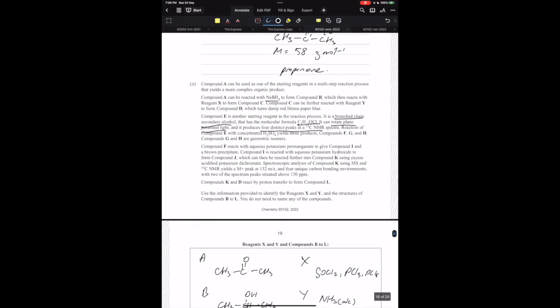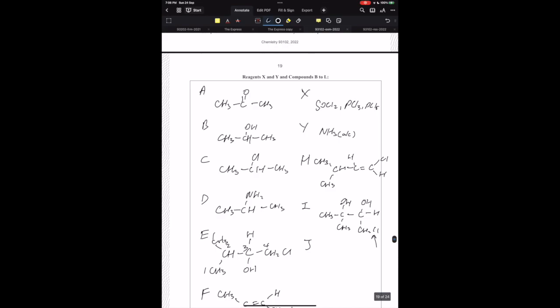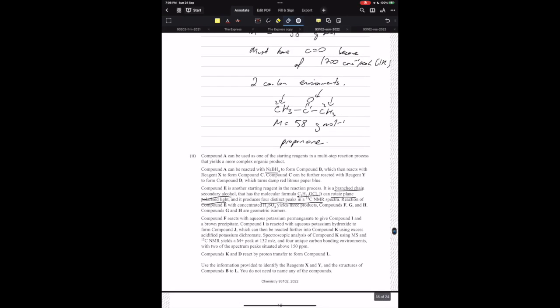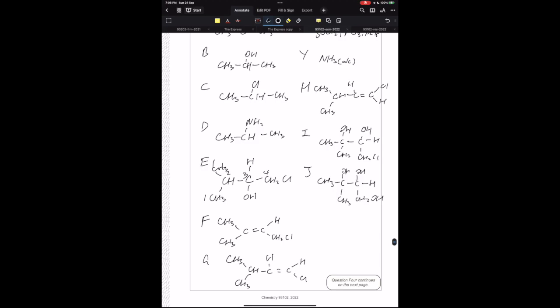Now we move on to J. What did they say? Compound I is reacted with aqueous potassium hydroxide to form compound J. Potassium hydroxide would simply convert this Cl group to a hydroxyl group, and it tells us it's aqueous and not alcoholic. If it was alcoholic, it would eliminate it, but because it's aqueous, it substitutes. And so compound J is just compound I, except the Cl group has been replaced with an OH group. So we replace that. OH. Okay, now compound K.